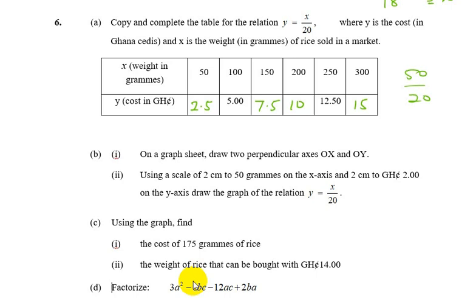Now it says that we should draw on a graph sheet, draw two perpendicular lines OX and OY using the scale of 270 to 500 gram on the x-axis and that on the y-axis, then we should draw. Okay, fine. Now what we will do is I'll show you how the graph will look like. After that we take the last one. Okay, so let's look at the graph.